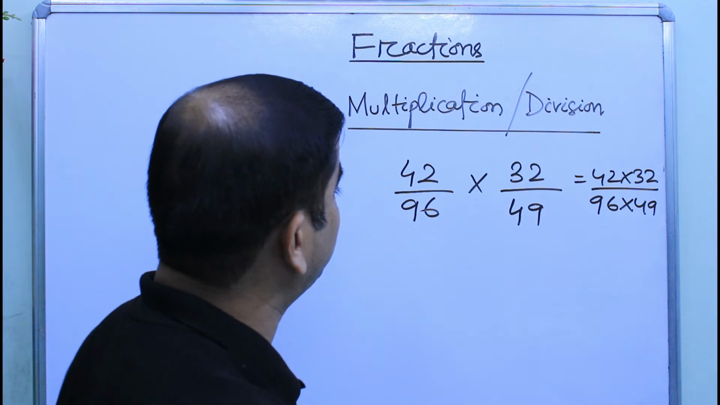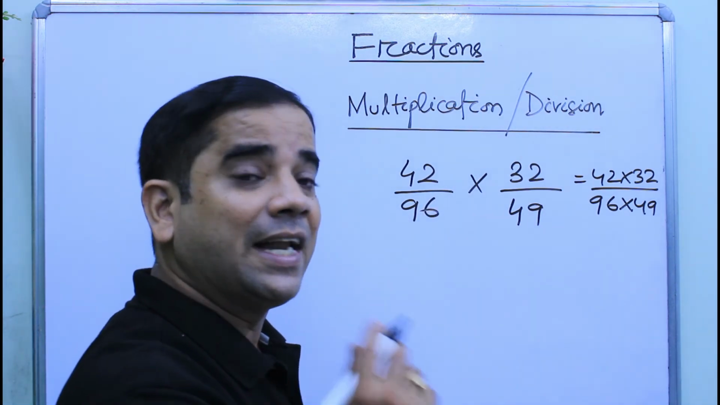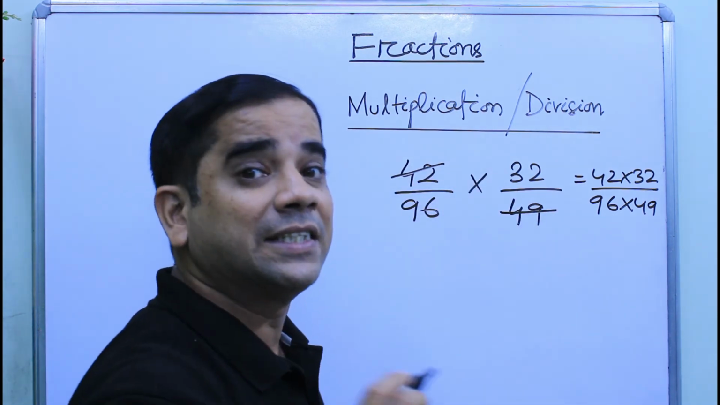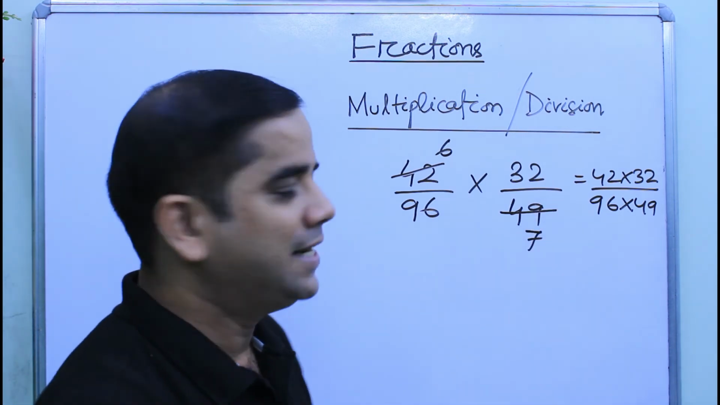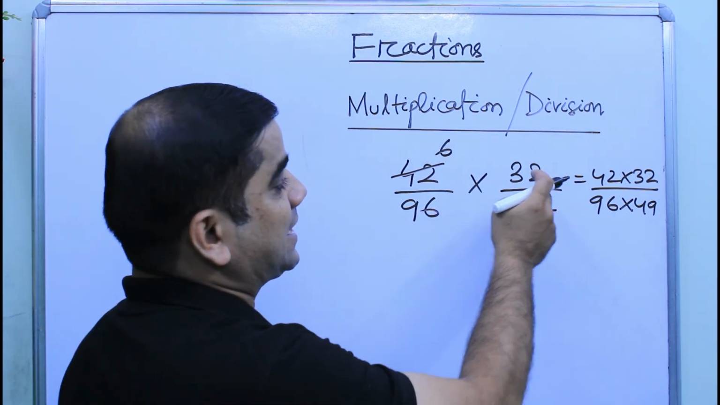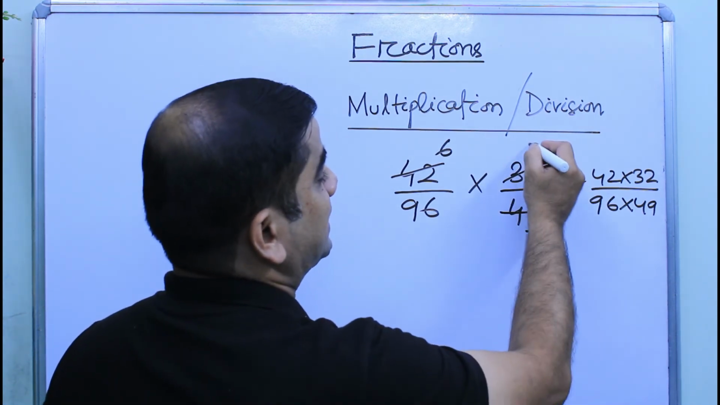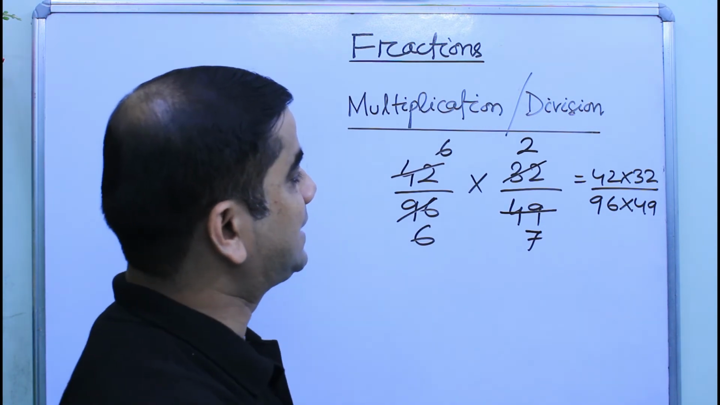What is the relationship? See, 42 and 49, they are in the 7 table, so we can divide them by 7. 7 6s are 42, 7 7s are 49. In the same way, 96 and 32 are in the 16 table, so we can divide them by 16. 16 2s are 32, 16 6s are 96.